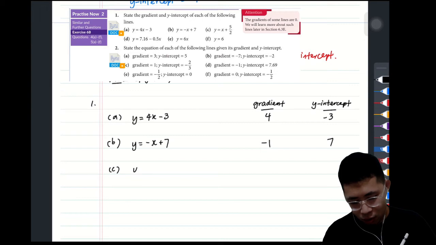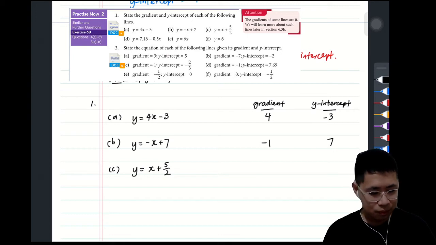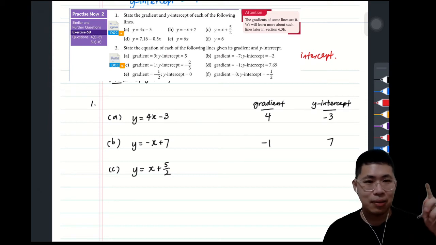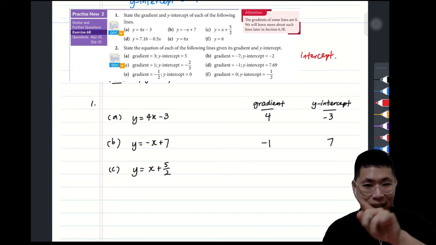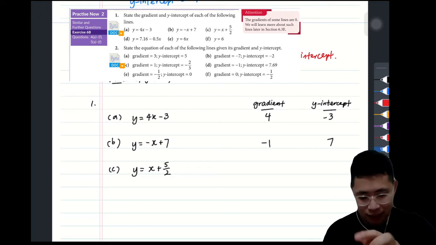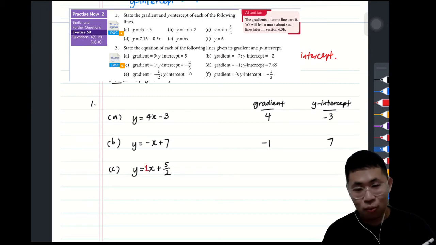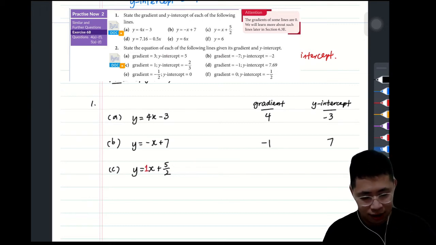Okay, c: y equals x plus 5 over 2. So before we start, y equals mx plus c. What times x gives us that x? If there's nothing, usually there is a 1 in front, correct? So actually the gradient is 1. The y-intercept would be 5 over 2 as a fraction.